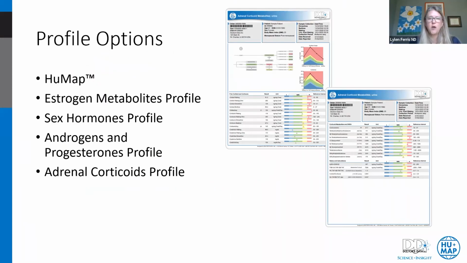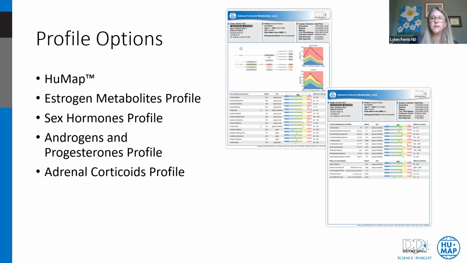Now there's some profile options. What we've been looking at so far today is the full hormone and urinary metabolites assessment profile, the HuMap. But Doctors Data is also offering smaller profiles for providers who want to look only at specific neighborhoods or areas of the hormone cascade. So there's an estrogen metabolites profile, a sex hormones profile that tests everything but the corticoids. There's an androgens and progesterones profile and an adrenal corticoids profile.